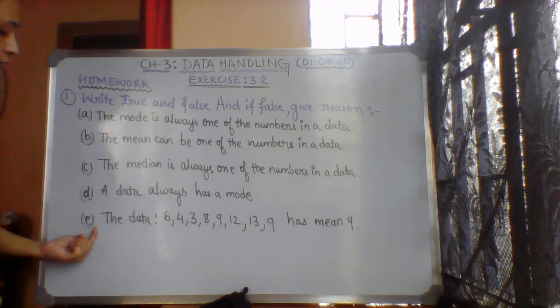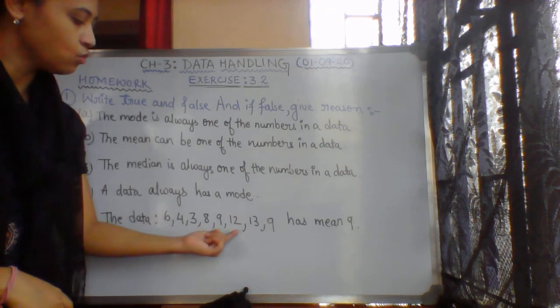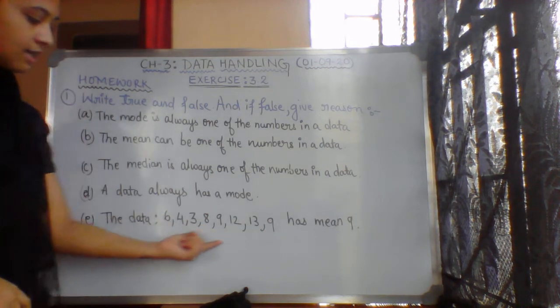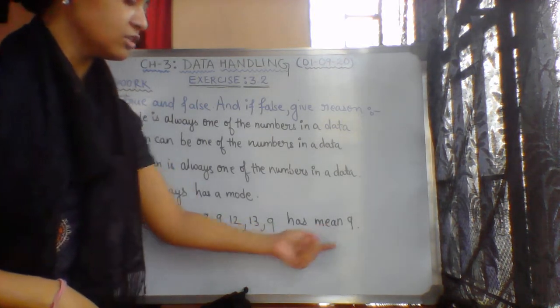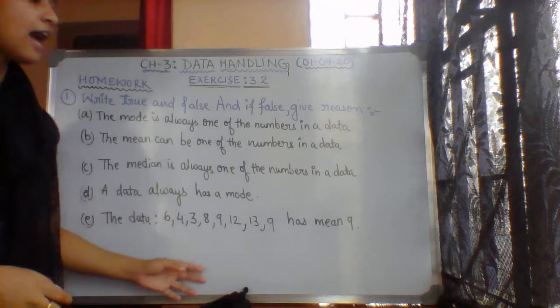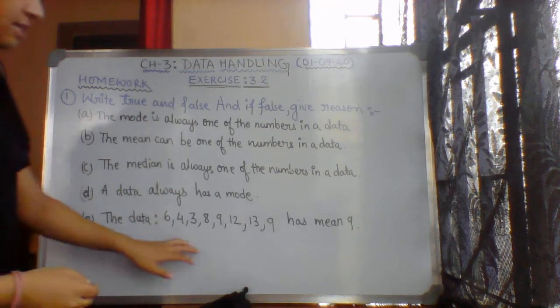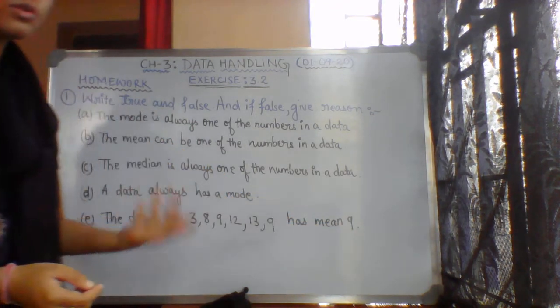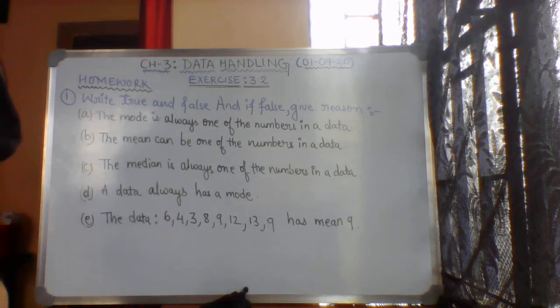Fifth one, the data 6, 4, 3, 8, 9, 12, 39. This is the data which is having the mean 9. So is it true or false? For that you have to first solve and calculate the mean. Is your mean matching with 9? Then true. If it is not, false. Okay, now moving on to the next question.